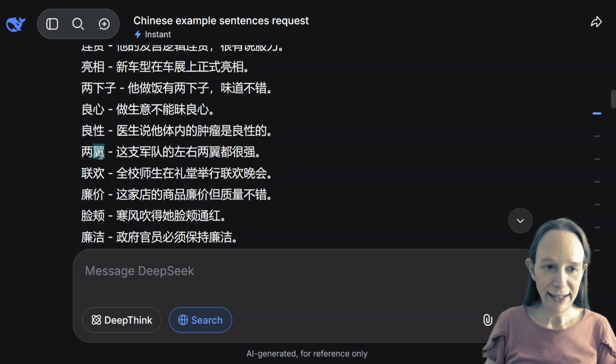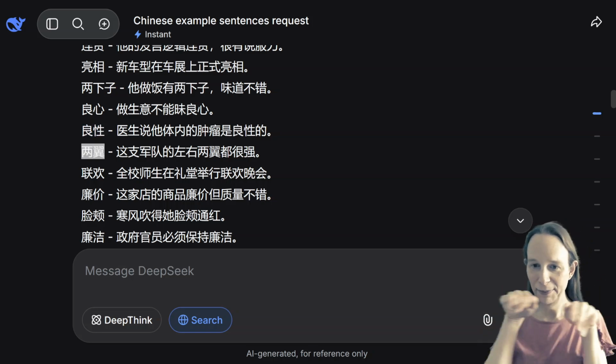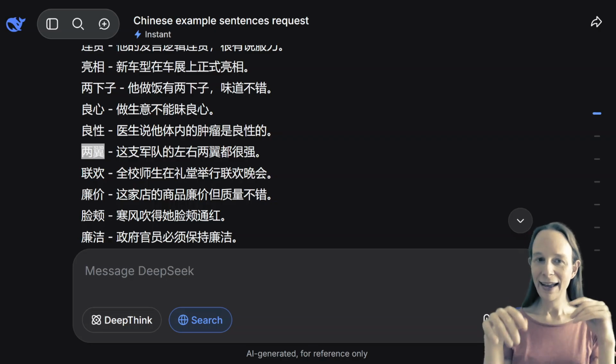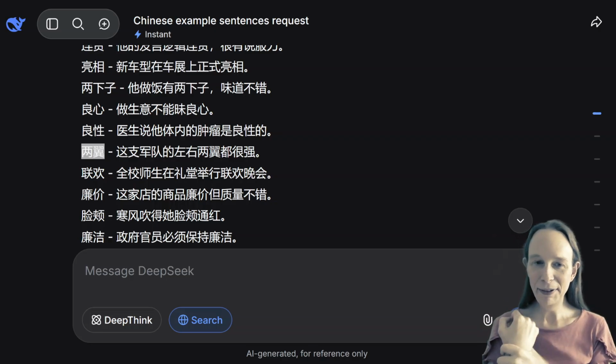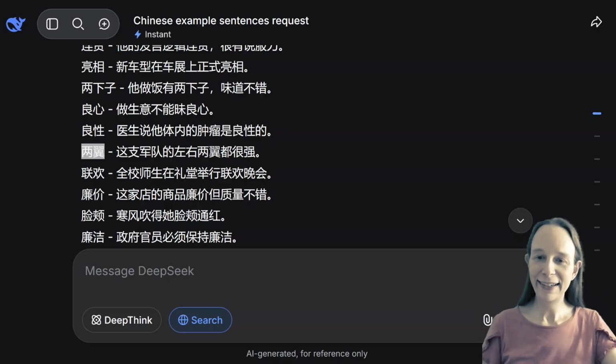良性. Okay, 两翼. I suppose if you have 两翼, you've got two wings. Oh, maybe it's in a building as well. In a building, you've got like east wing, west wing kind of. 两翼.